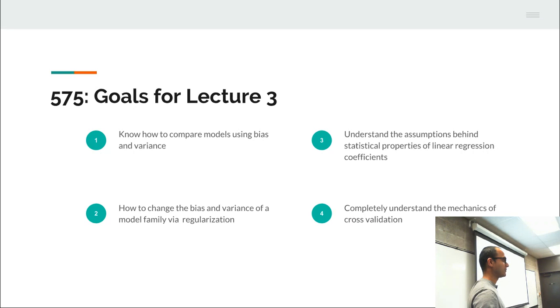The second goal is how to change the bias and variance. You cannot change the bias and variance of a single model, but you can think of a family of models, and we'll talk about what is meant by family of models. And we can talk about, if I look at a subset of this family of models, then I can have a certain type of bias. If I look at some other part of the models, maybe I'll have a different type of variance. So at least that's the intuition that we need to gain.